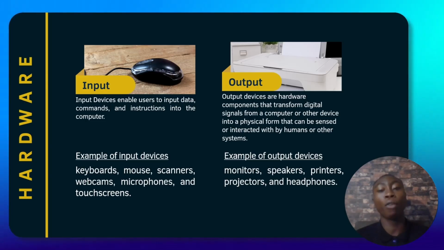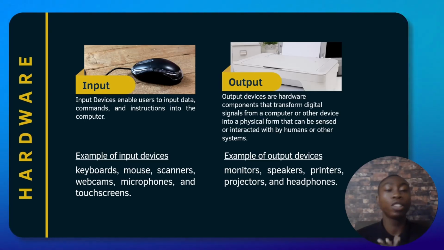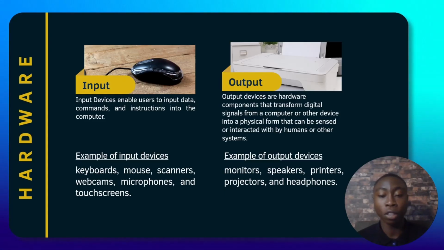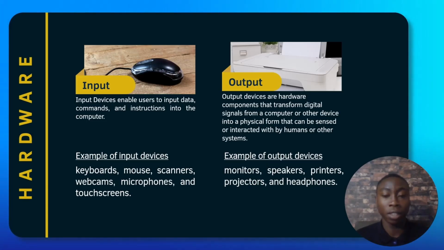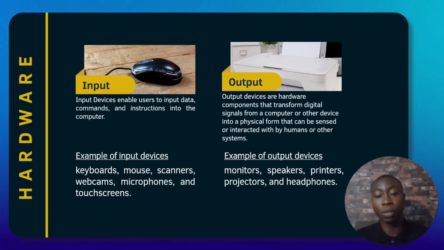Another example of an output device is our speakers. When we want to play our music, the music is already on our laptop or on our phone, but without the speaker, we can't actually listen to that music. So the speaker is an output device that takes that recording and plays it out for us to listen. So you can see how the speaker is an output device.